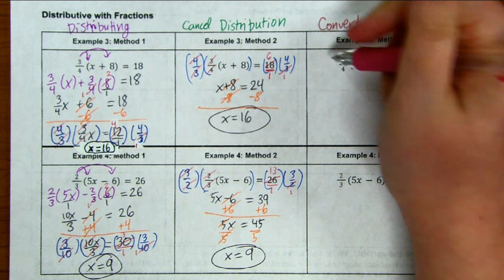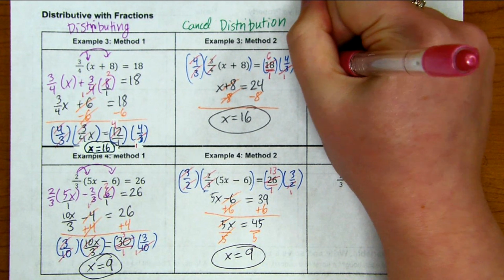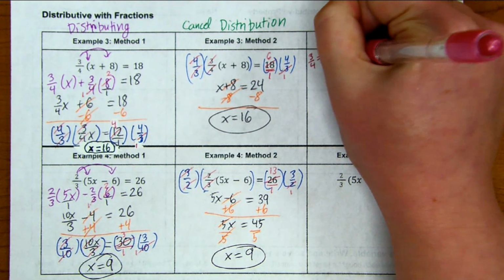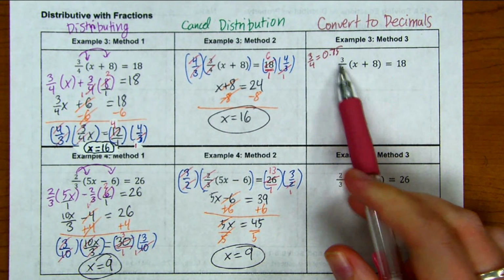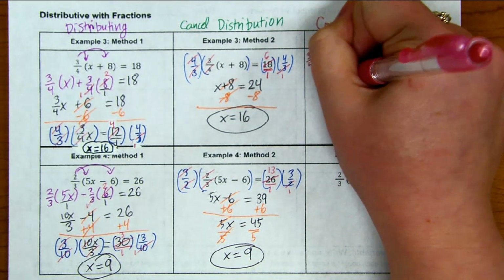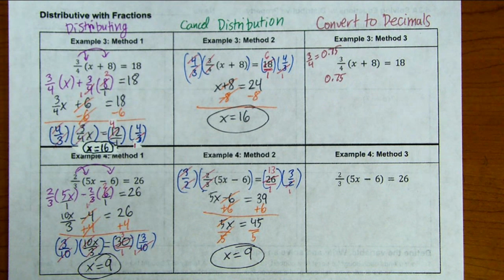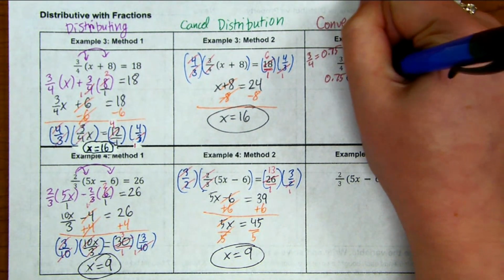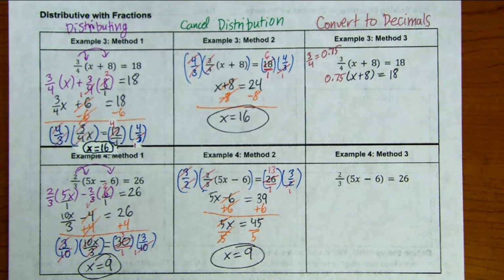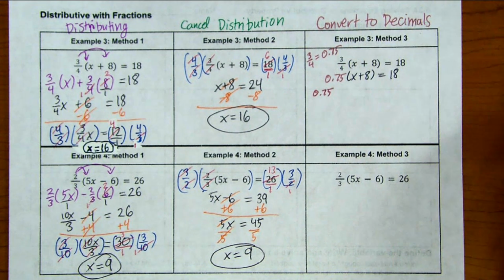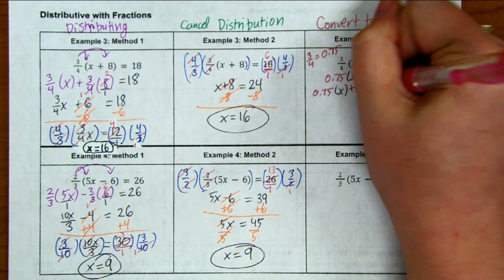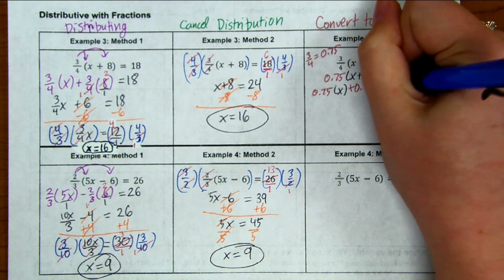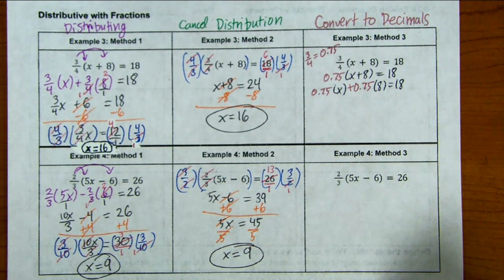So for us, 3/4 or 3 over 4, that is going to be the same thing as 0.75. So I'm going to rewrite this problem where instead of the fraction 3/4, I'm using the decimal version instead, which is 0.75. So I will have 0.75 times x plus 8 equals 18. Well, I'll go ahead and distribute that out. So I'll have my 0.75 times x plus 0.75 times 8, and that will equal 18.